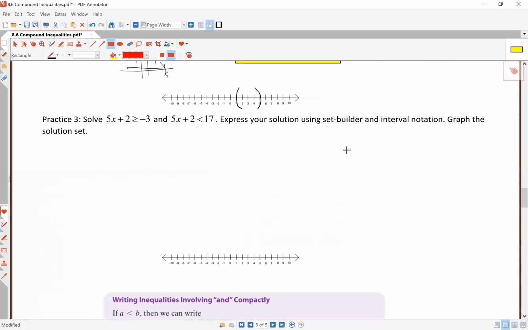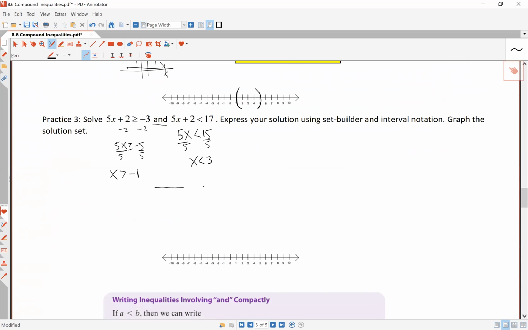We're looking for and, or the intersection. The first one, we subtract 2 from both sides, and we say that 5x is greater than or equal to negative 5. Dividing both sides by 5, we get x is greater than negative 1. If 5x plus 2 is less than 17, then that says that 5x is less than 15, or dividing both sides by 5, we get x is less than 3.